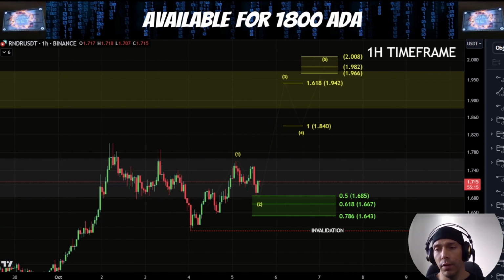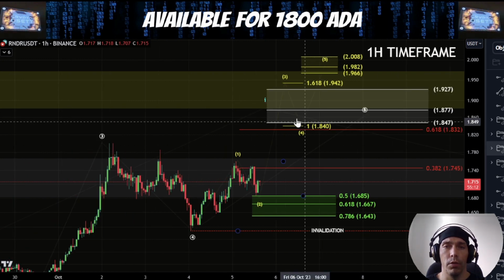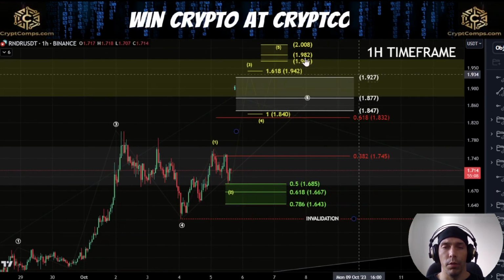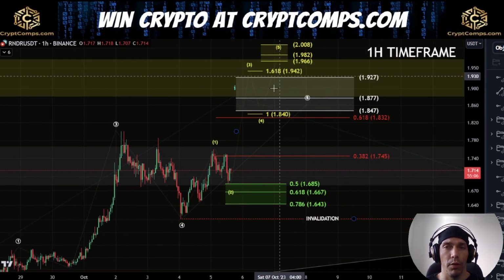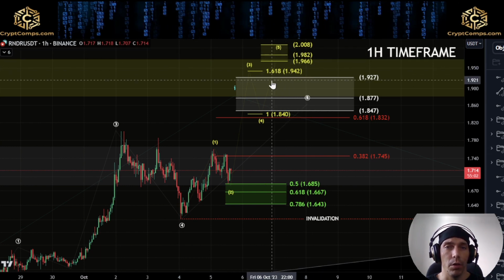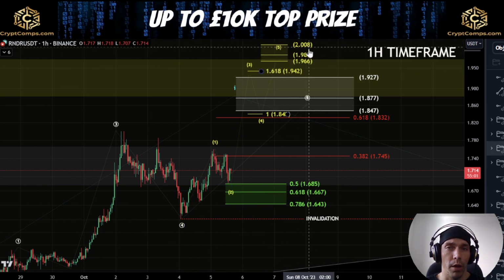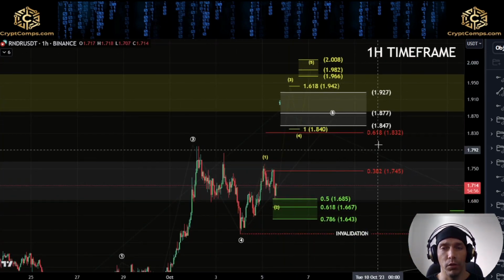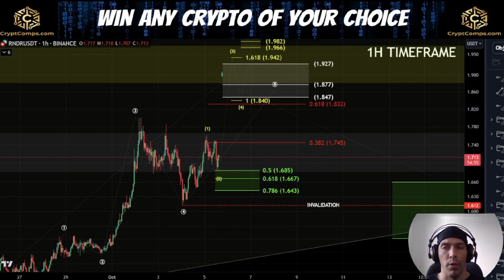Now, if I overlay this idea of the 1, 2, 1, 2, what we can see here is that this would also align with pushing up into this white 5th wave target. It would push up slightly higher here. Like I said, it's possible that we could push all the way up towards this $2, which I think would be an important psychological level as well. So we'd have to watch that zone for a reaction.